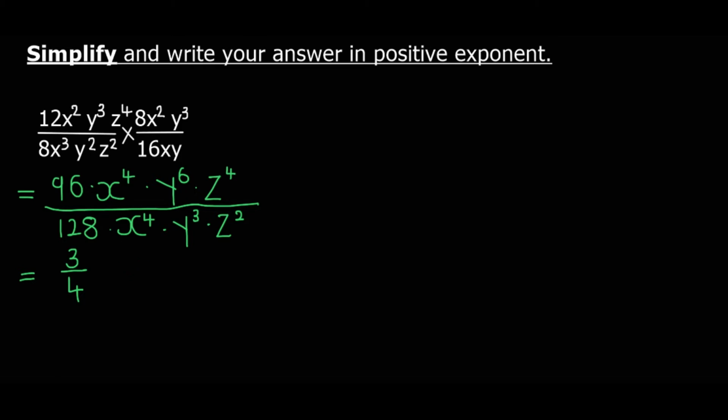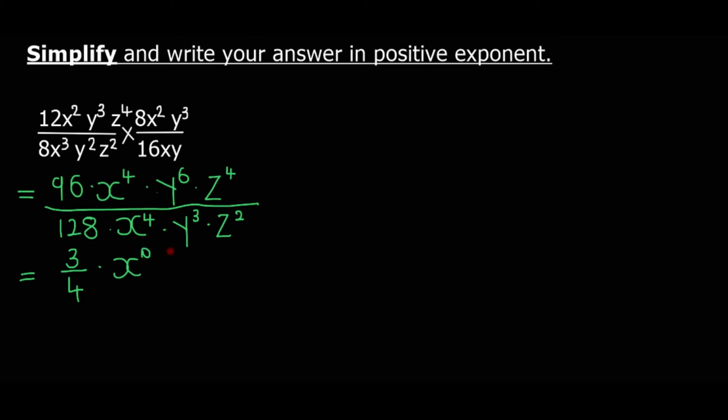We see that we have x and x. So x to the power 4 divided by x to the power 4. This means we write x once. And then the exponent of the numerator minus the exponent of the denominator. This means 4 minus 4. And then 4 minus 4 is 0.